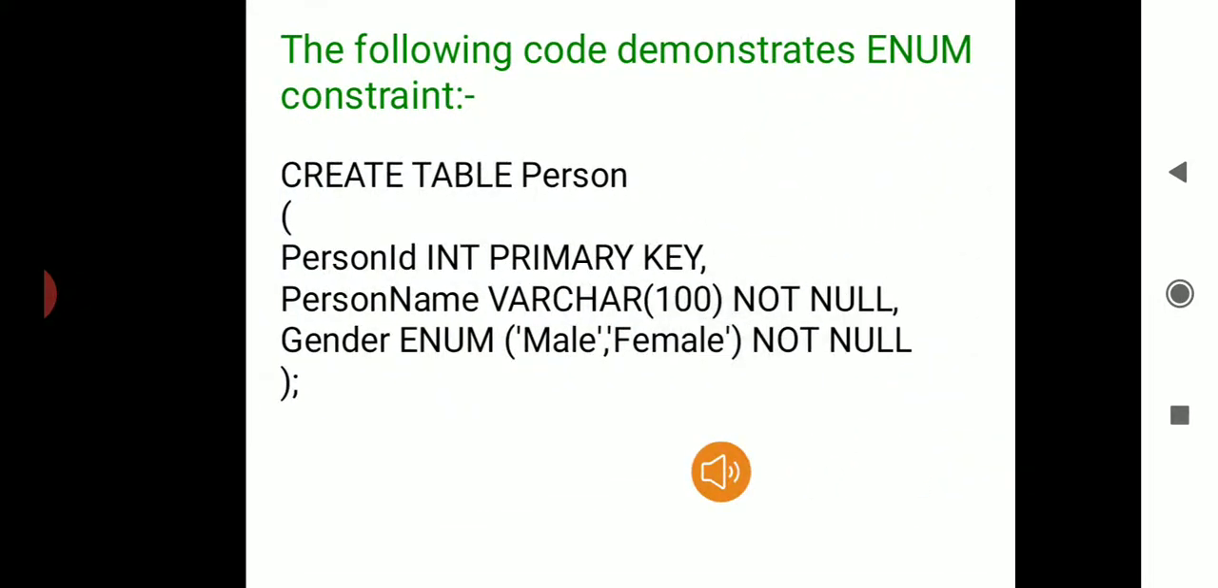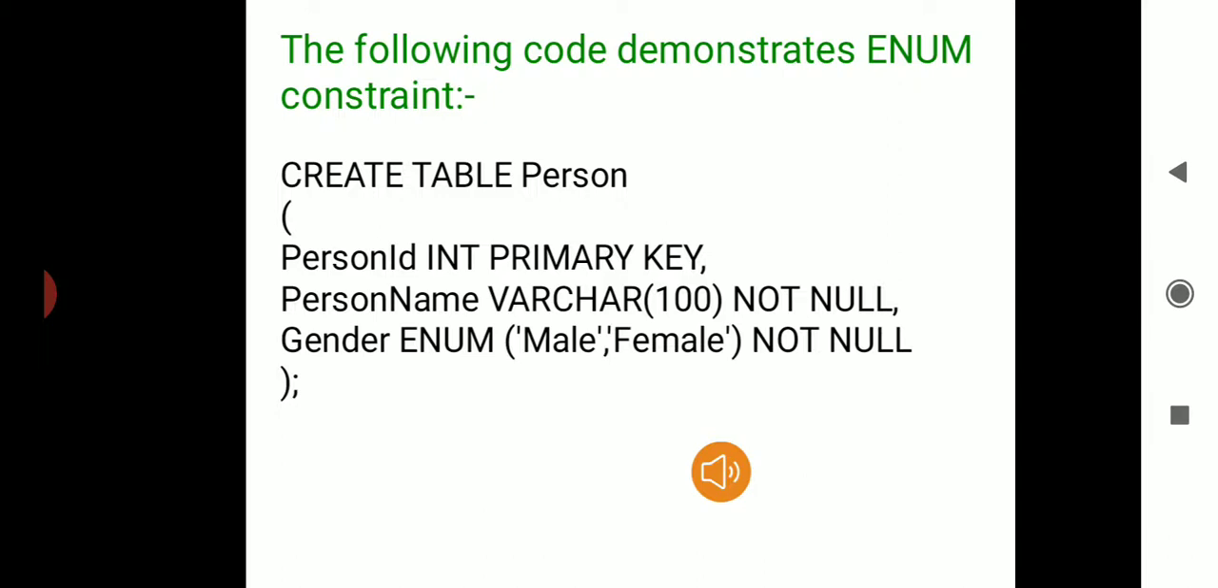Now consider the following table named person as shown in this slide. This table consists of 3 columns. The first one is person ID, then the person name, and then the gender. Out of these 3 columns, the column named gender has been defined an enum constraint. That is, it can choose any one value out of male or female given in the set.